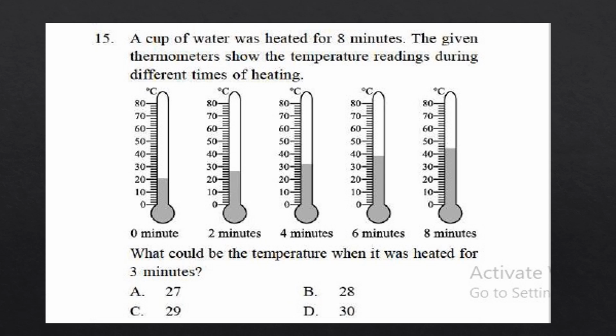three degrees. So what could be the temperature when it was heated for 3 minutes? At 2 minutes it is 26. So after 1 minute it will be 26 plus 3, 29. So our answer is option C, 29.